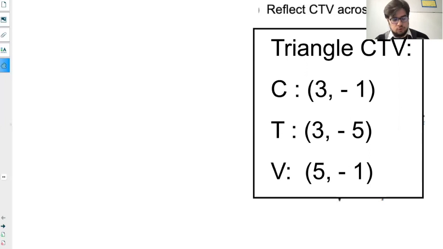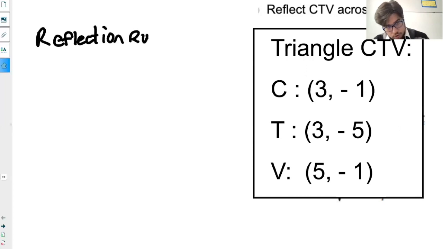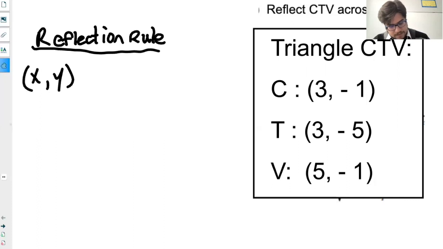That's when we have to use our rules. So we need to remember our transformation rules. Let me jot that down. I'm going to look specifically at our reflection rule. And that is that we take (x, y) and we transform it to, in this case, since remember in the last video we were reflecting across the y-axis, we need to change the sign of the x value. Okay, and that's our rule.